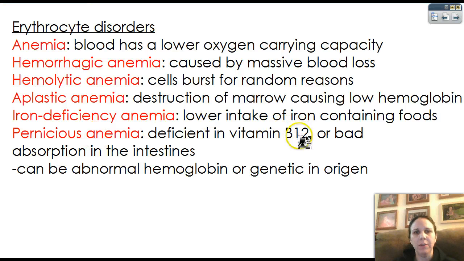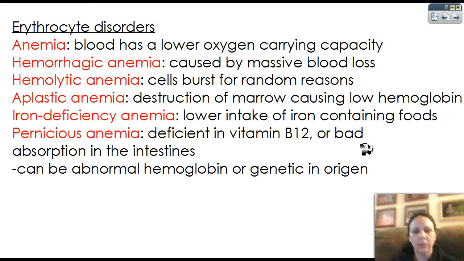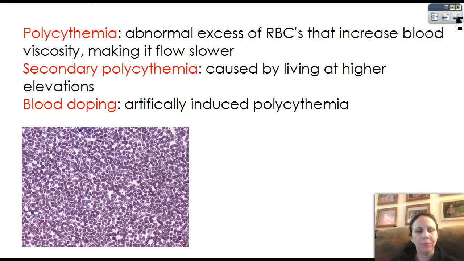Pernicious anemia. You don't have enough B12 in your diet, and B12 is important for proper blood cell functioning, or for some reason your intestines aren't absorbing the right amount of B12, therefore you can't make your blood cells work for you. So you just take some medicines that help you to absorb B12 better, takes care of it, no problem. This is usually either due to abnormal hemoglobin, which would be the deficiency in B12, or genetic in origin, which, again, if you just take medicines to help you absorb the B12, you're usually okay.